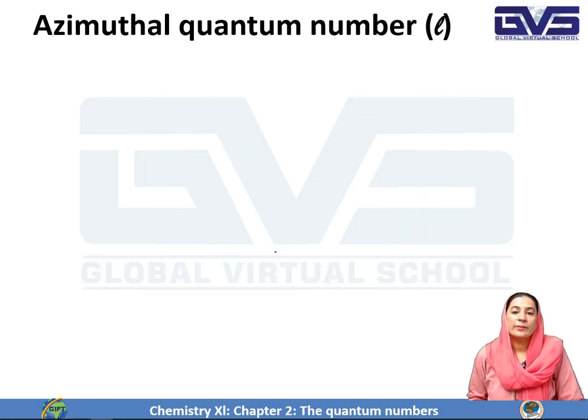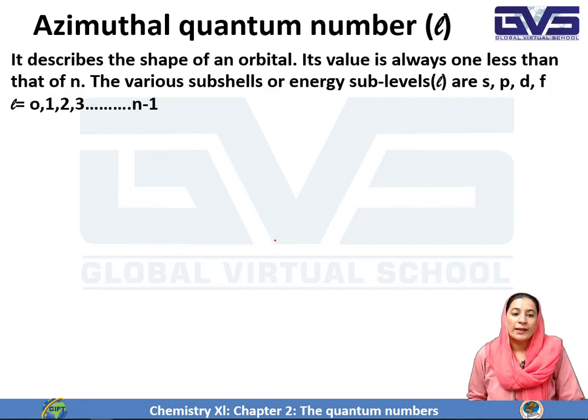And the second is the azimuthal quantum number. This is represented by small l. The azimuthal quantum number is also called the sub energy level or subshell, and it describes the shape of an orbital. Its value is always 1 less than that of n. This is important. The value of l is always 1 less than the principal quantum number.